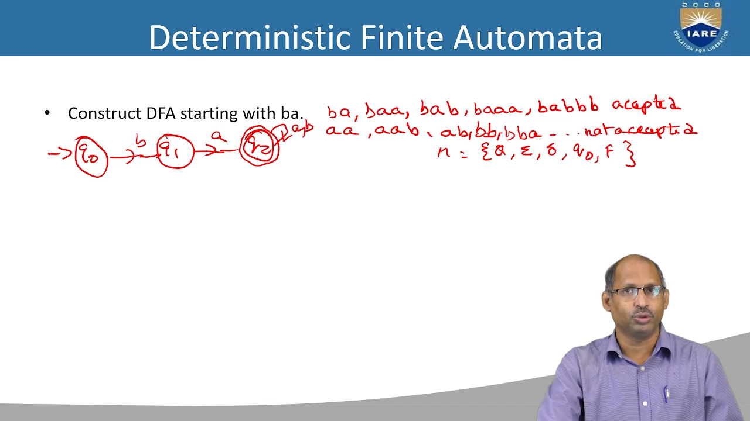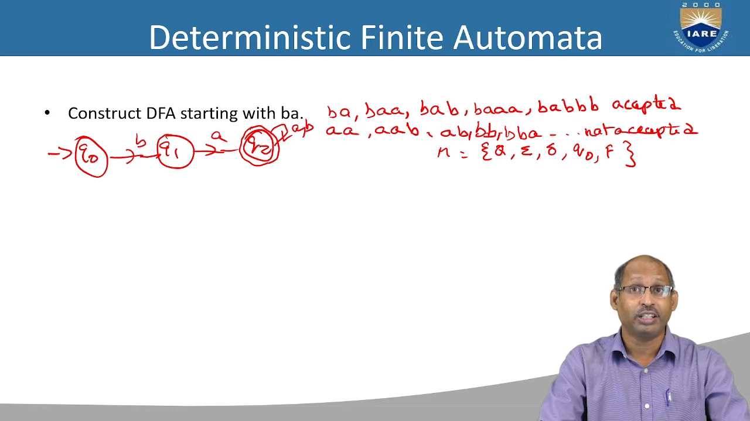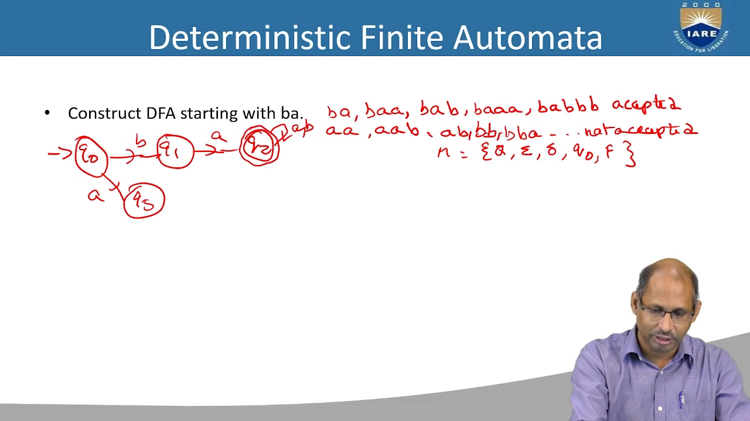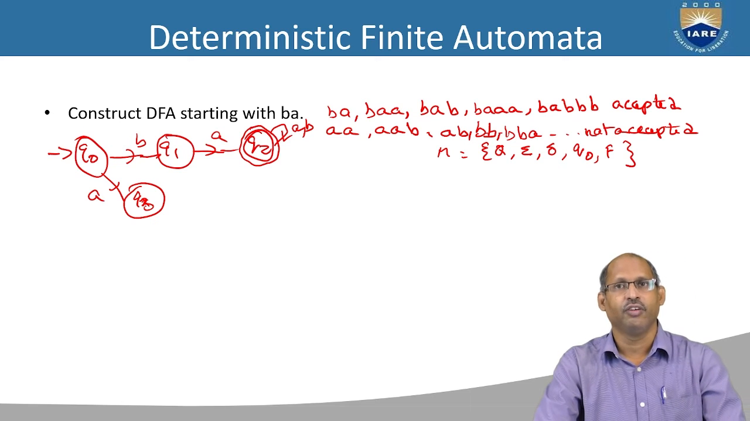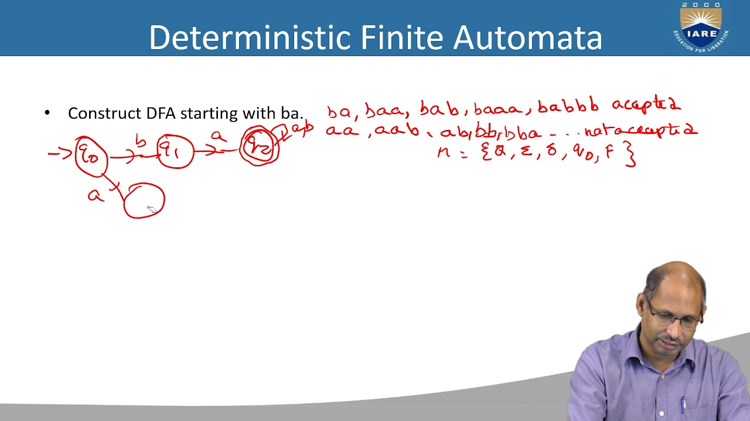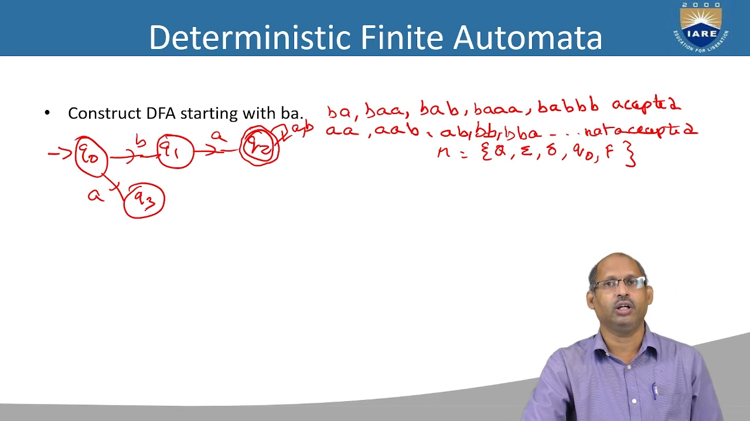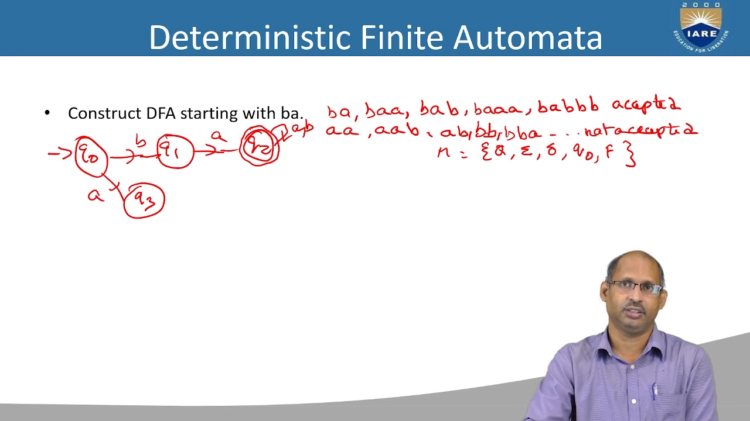So Q0 on B goes to Q1, Q1 on A goes to Q2. But Q0 on A, where does it have to go? Q0 on B goes to Q1. That is acceptable, it is reaching a final state. But Q0 on A has to go to another state Q3, which is a non-final state. So Q0 on A goes to the Q3 state.